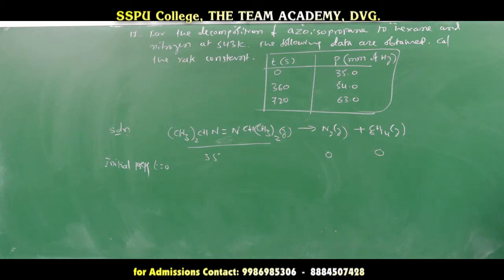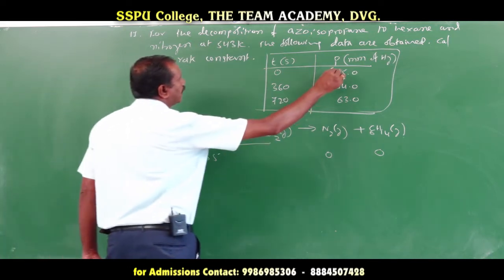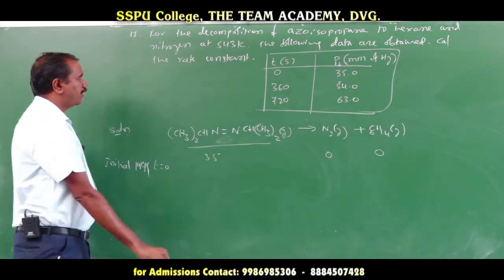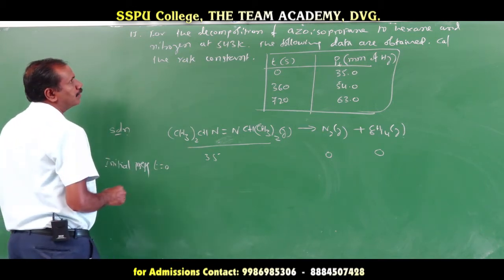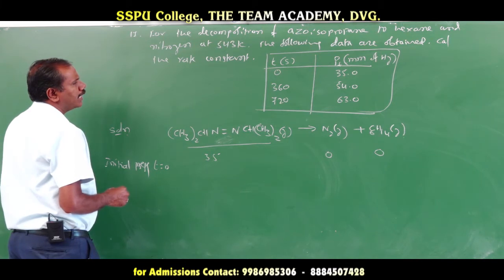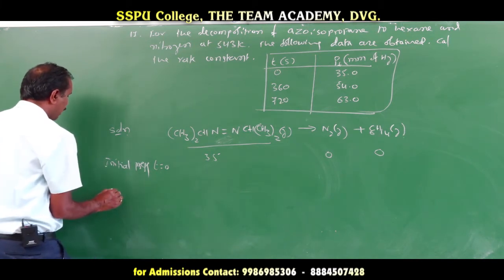So if PT becomes 54, then what is the reacted condition? The reacted condition is nothing but the decrease in the pressure.